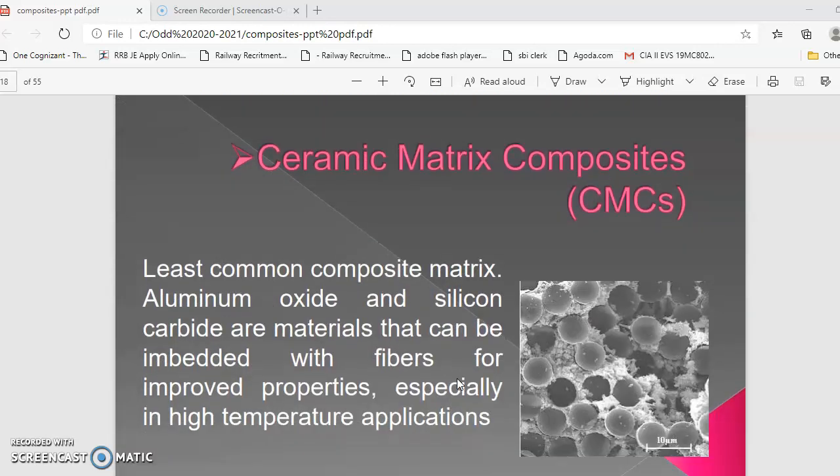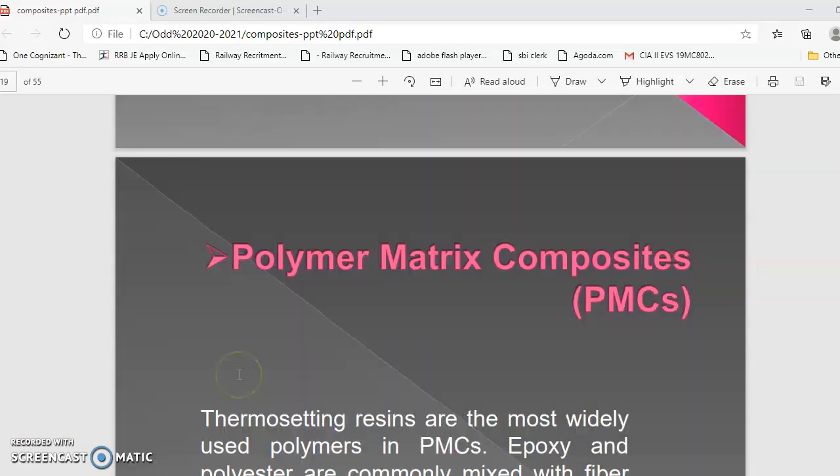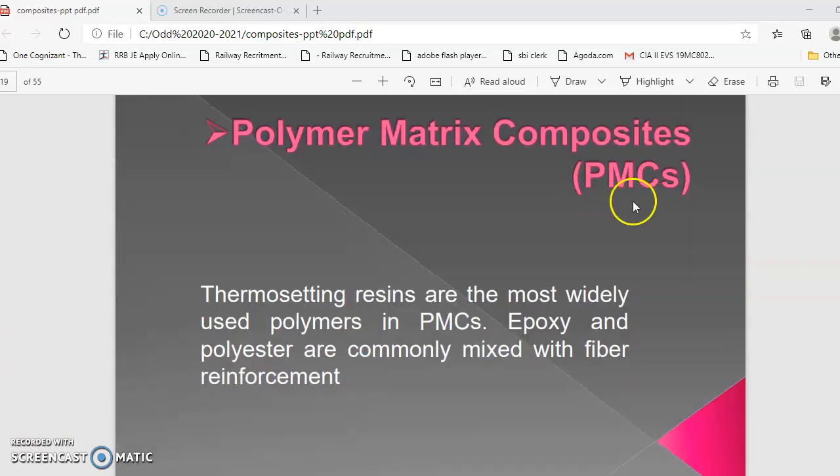Then ceramic matrix. Ceramics also withstand very high temperature. So ceramic matrix composites are the least common composite matrix. Aluminum oxide and silicon carbide are the materials that can be embedded with fibers for improving properties, especially in high temperature applications. Then polymer matrix composites.